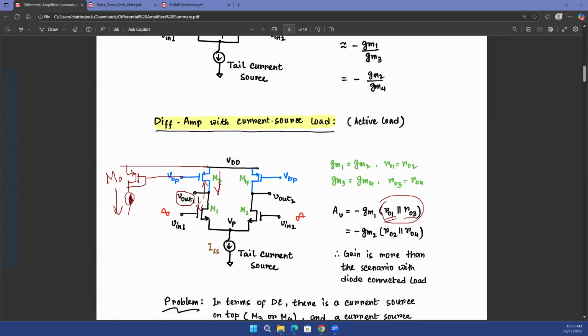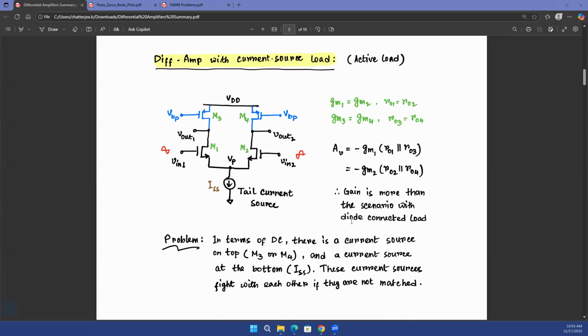Because gain is just GM1, which is the GM of this transistor, which can stay the same, multiplied with a higher RO. That means your AV, or the voltage gain, is going to be higher. So in this case, the gain will be more as compared to the scenario with the diode connected load.